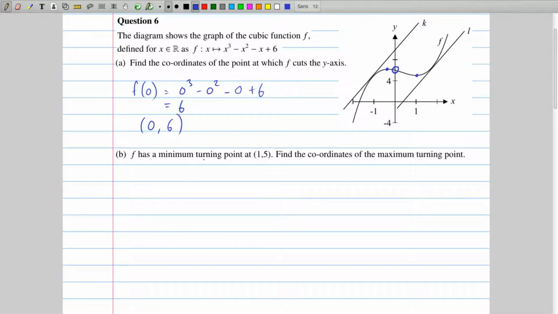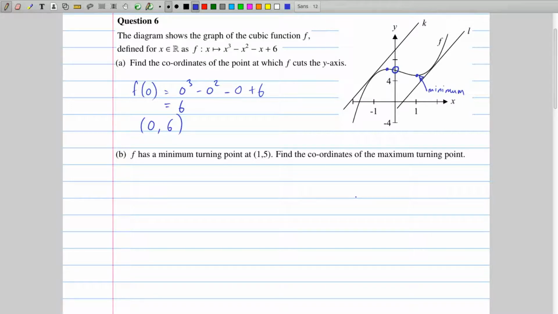It tells us that the minimum turning point is at 1, 5. So this point here, we already know is the minimum. So that other one must surely be the maximum. And you can tell whether something is a maximum or a minimum just by looking at it as well, because you know that maximums have a kind of N shape. They go up and then they go back down, whereas a minimum will have a kind of U shape where it goes down and then back up.